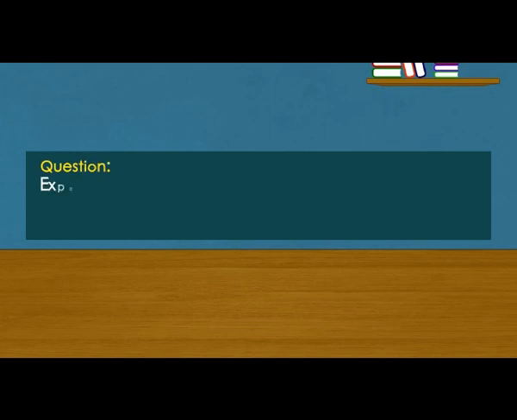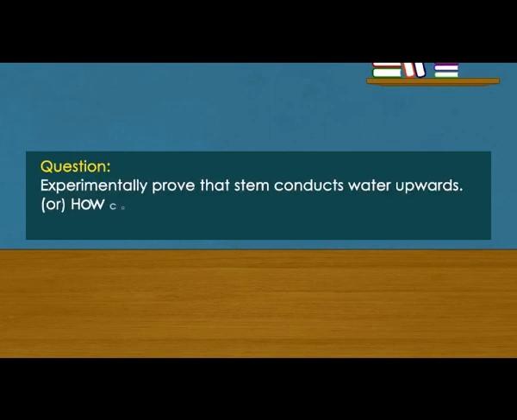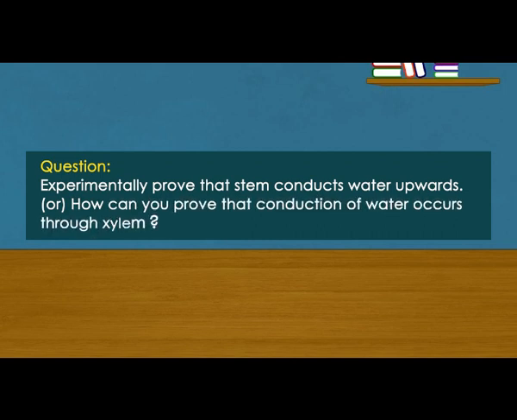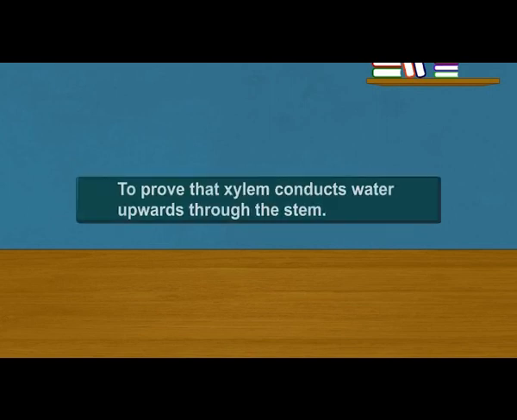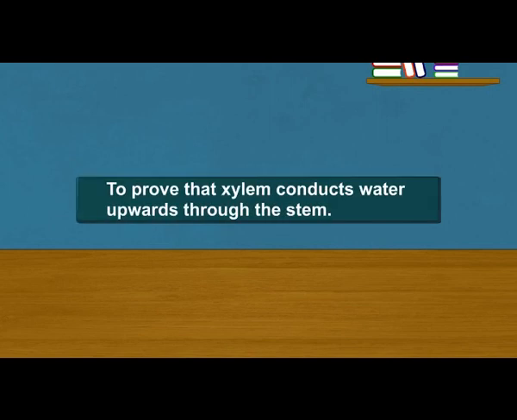Activity. Question. Experimentally prove that stem conducts water upwards, or how can you prove that conduction of water occurs through xylem? Aim. To prove that xylem conducts water upwards through the stem.